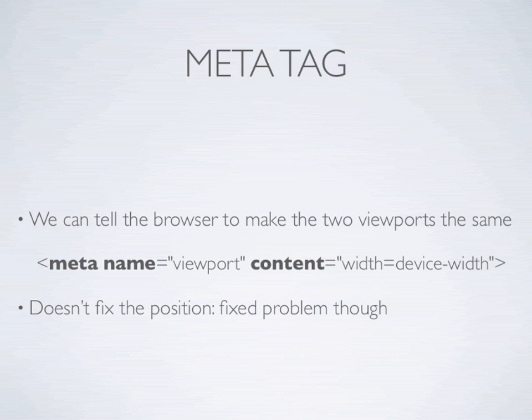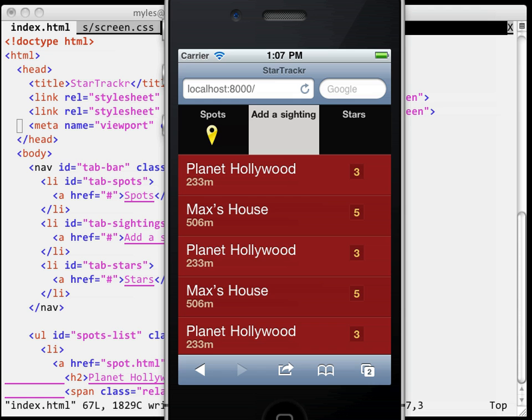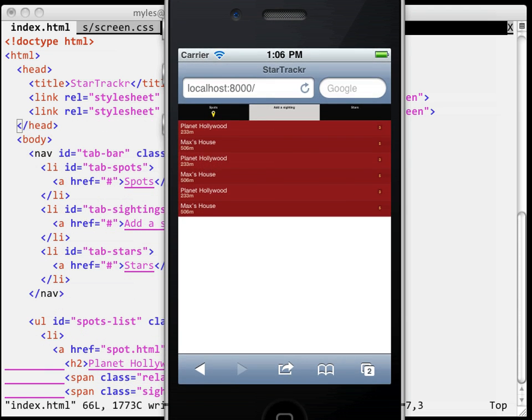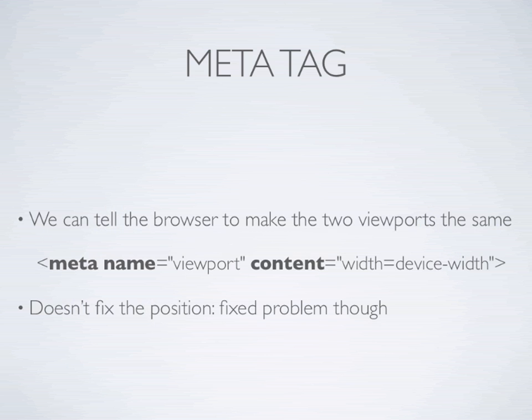It turns out that it's possible to tell the browser that the two viewports should be the same. This will mean that when the page is rendered, it should be at the size we've asked for, rather than the size that best fits. This is one of the things that all of your mobile sites should have. It's basically a meta tag that you insert into the head of your web page. The name attribute is viewport, and the content should be width equals device width. This will tell it that the viewport should always be the width of the device's screen.